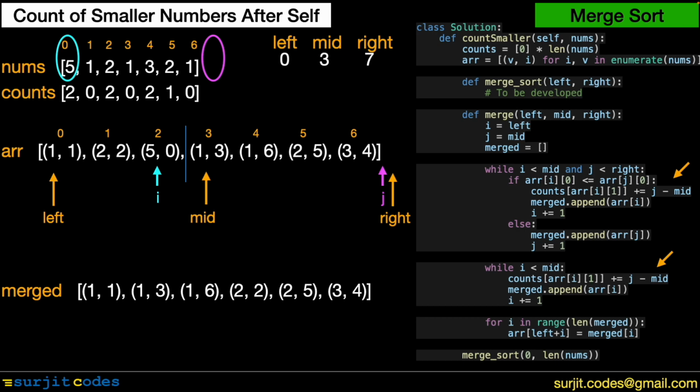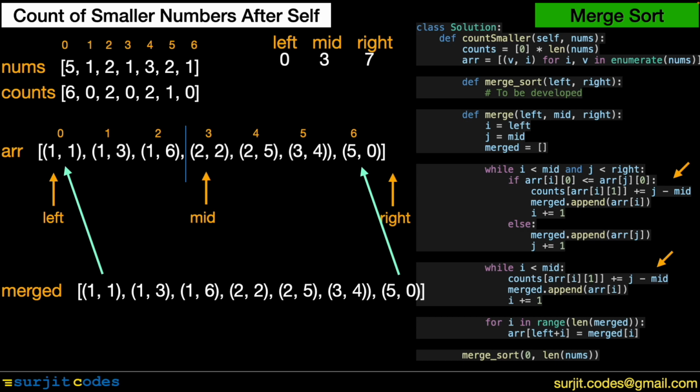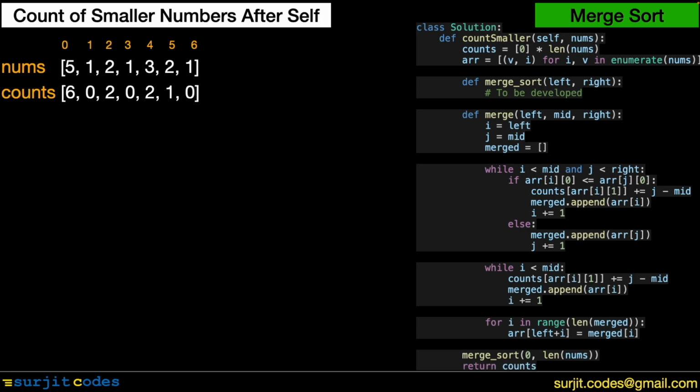5 is the residual element in left partition. We increase count of 5 by 4. Append 5 to merged and increase I by 1. In the end, we replace array with merged. All calls of merge sort end. We return counts as the solution.